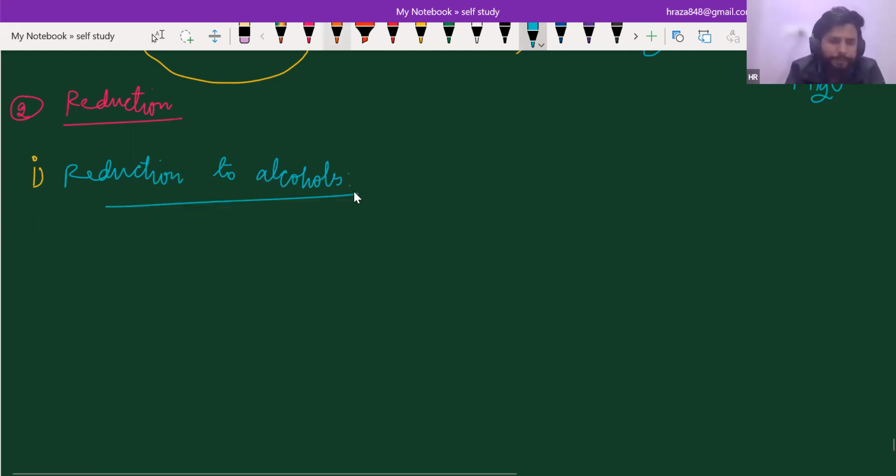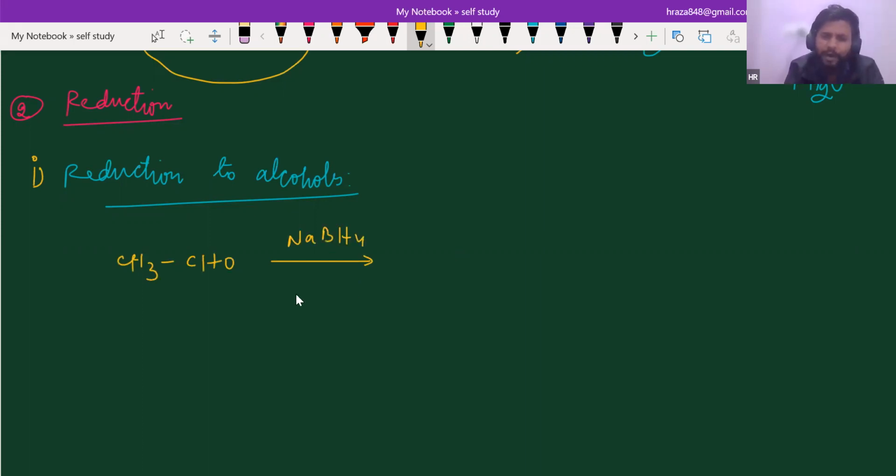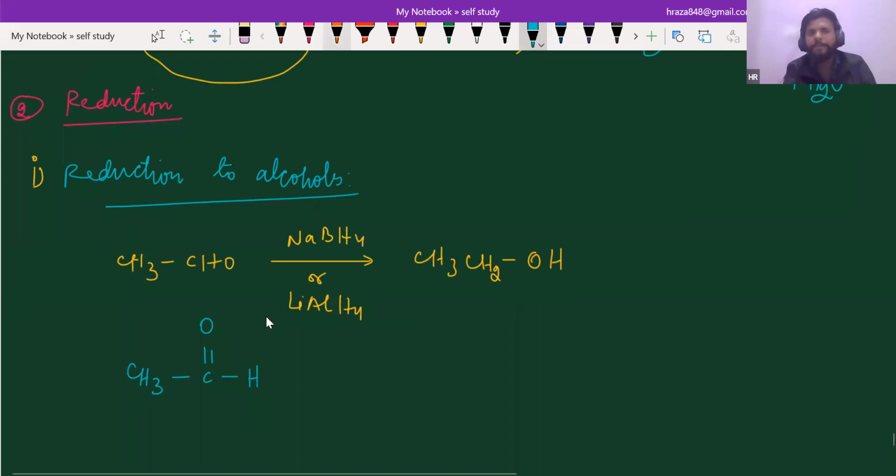So suppose you have CH3CHO and you are going to use a reducing agent like sodium borohydride NaBH4 or lithium aluminum hydride LiAlH4, then you will get CH3CH2OH. Now, how did this reaction proceed? It's very easy. Whenever reduction is there, can anyone tell me what is reduction? Addition of hydrogen. Addition of hydrogen.